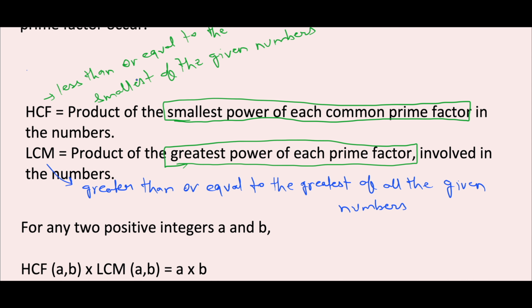So HCF will always be less than or equal to the smallest of all the given numbers, and LCM will be greater than or equal to the greatest of all the given numbers.